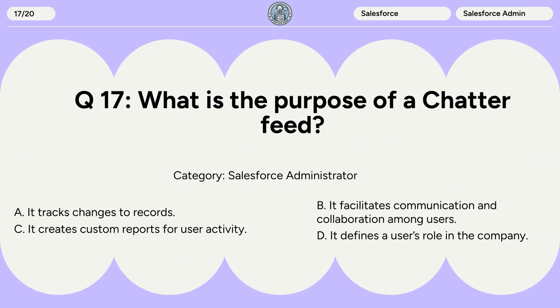Question 17. What is the purpose of a chatter feed? A. It tracks changes to records. B. It facilitates communication and collaboration among users. C. It creates custom reports for user activity. D. It defines a user's role in the company.